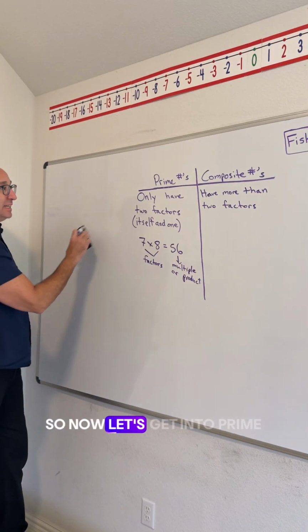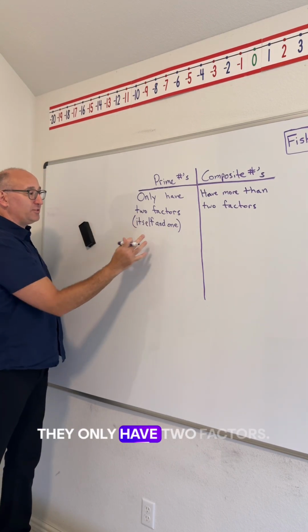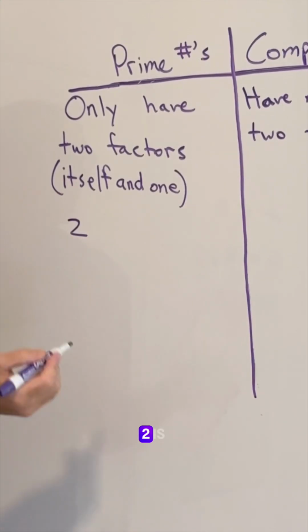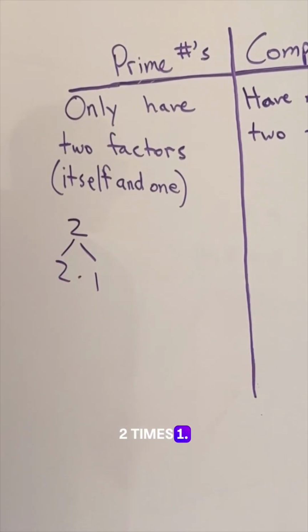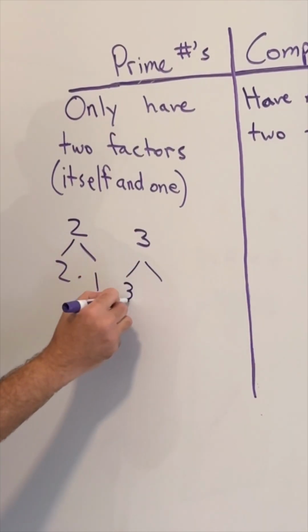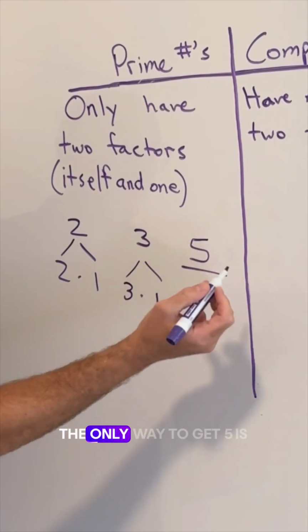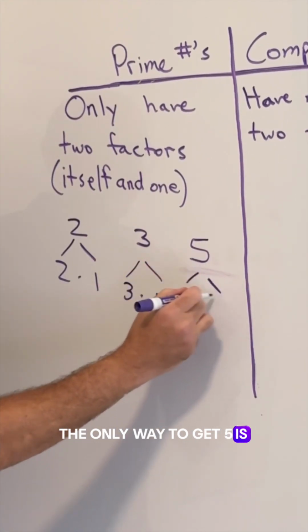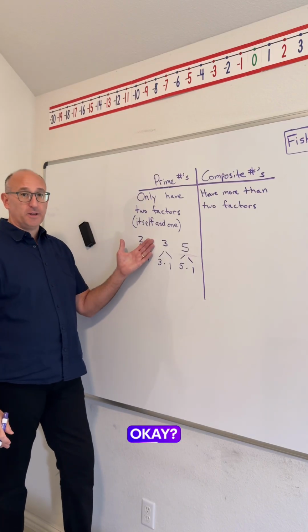So now let's get into prime numbers. They only have two factors. So for instance, 2 is a prime number. The only way to get 2 is 2 times 1. It has two factors. The number 3 is prime. The only way to get 3 is 3 times 1. 5 is a prime number. The only way to get 5 is 5 times 1. So these are prime numbers, okay?